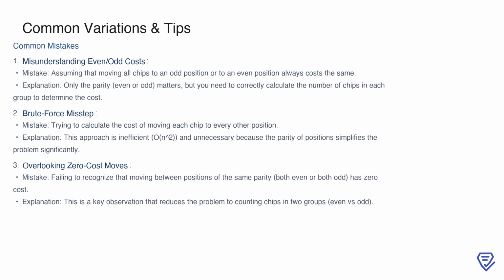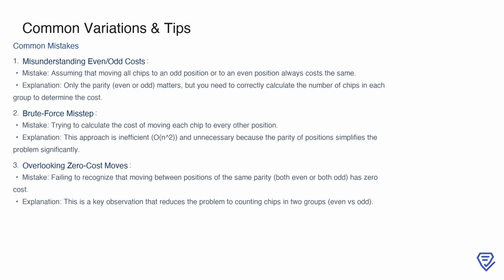One common mistake when solving this problem is misunderstanding how the costs for even and odd positions work. Many assume that moving all chips to any odd position or any even position will always cost the same, but this is not true. What matters is the parity of the positions, whether they are even or odd, and how many chips are in each group. To minimize the cost, you need to calculate the number of chips in both groups correctly.